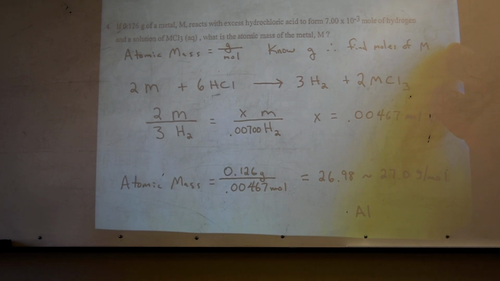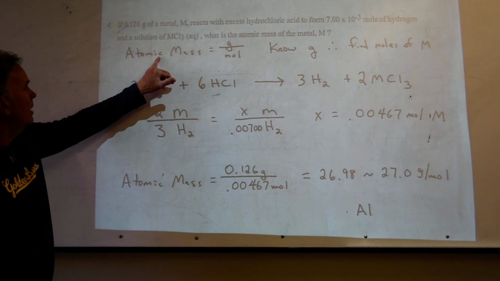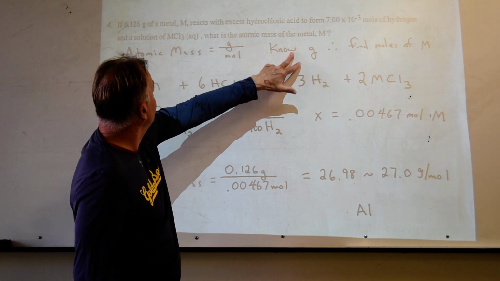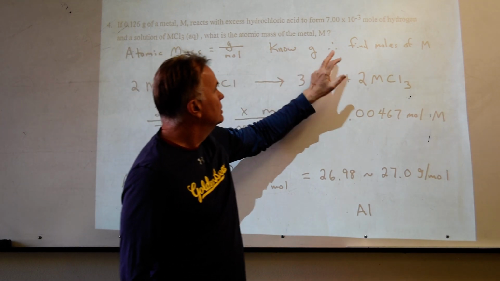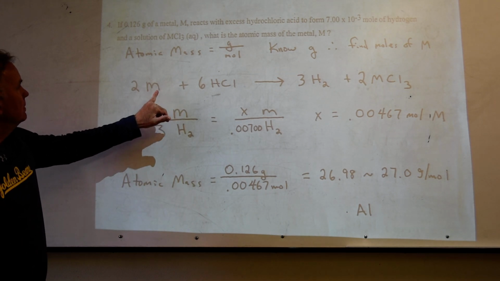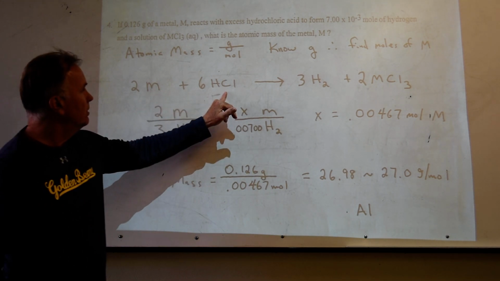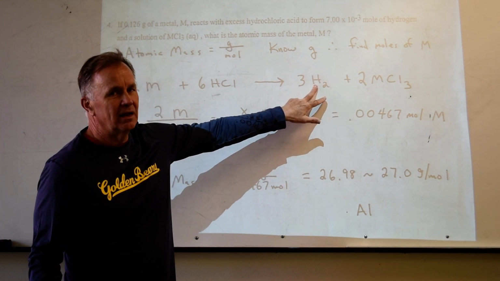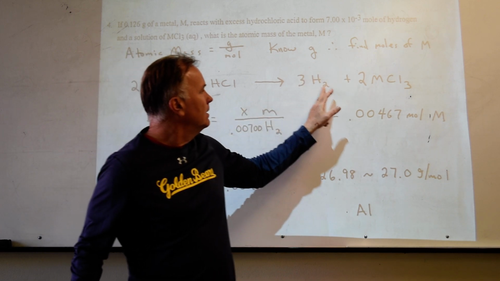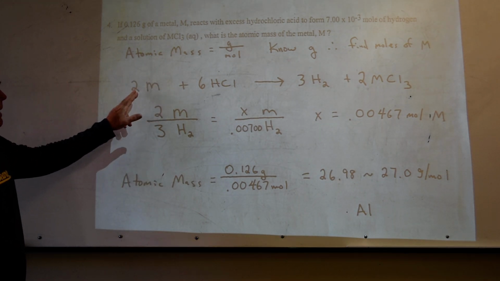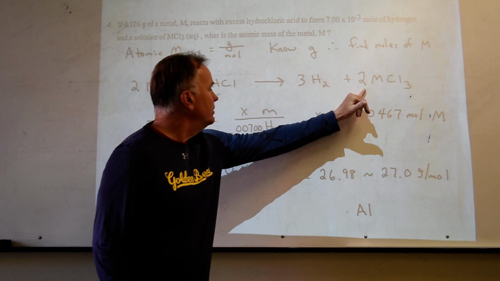And then finally, last question. They want the atomic mass. Atomic mass, you know, is grams per mole. You know how many grams, they give that to you in the question, 0.126. So you've got to find the moles of M. So set up the equation. M is the metal plus hydrochloric acid makes hydrogen gas. Now remember, hydrogen with oxygen, nitrogen, and all halogens, it's diatomic, so it's H2. And then MCl3 was given to you as a product. So you end up balancing it 2, 6, 3, 2.